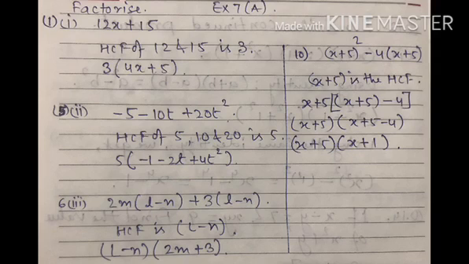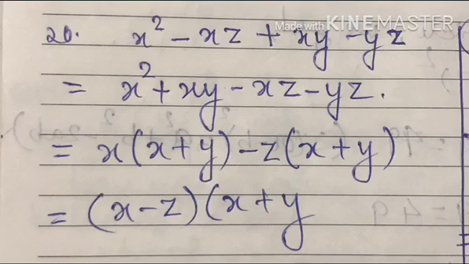So we write x plus 5 bracket x plus 5 minus 4, including minus 4 in the second expression. Now 5 minus 4 is 1, and we write the factors like this: x plus 5 bracket x plus 1. Now question number 20.